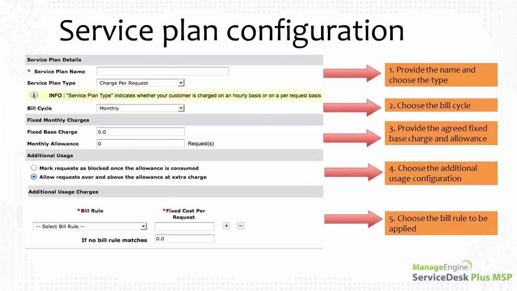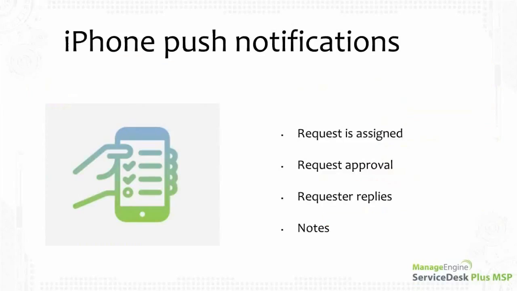Okay. So this is how you configure the service plan. In this way, you're going to make a list of all the service plans, and your customers or clients can choose any service plan, and based on that, they'll be charged, and you can send out the invoices to them. Okay. So this is all about criteria-based billing, and then we'll just move on to the next feature called iPhone push notifications.